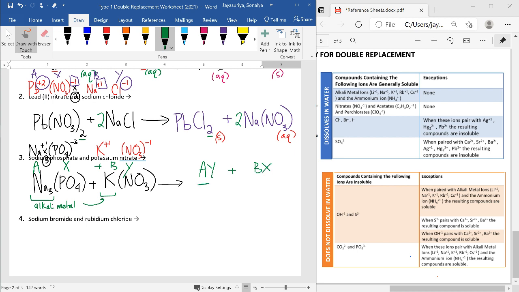If A is an alkali metal and B is an alkali metal, that means both products will start with an alkali metal, and alkali metals are always soluble, no exceptions, and therefore you don't even have to write anything. This is a no reaction situation, no products required, because we know A and B are both alkali metals, and that therefore both products will be aqueous. Okay? Now, next one.